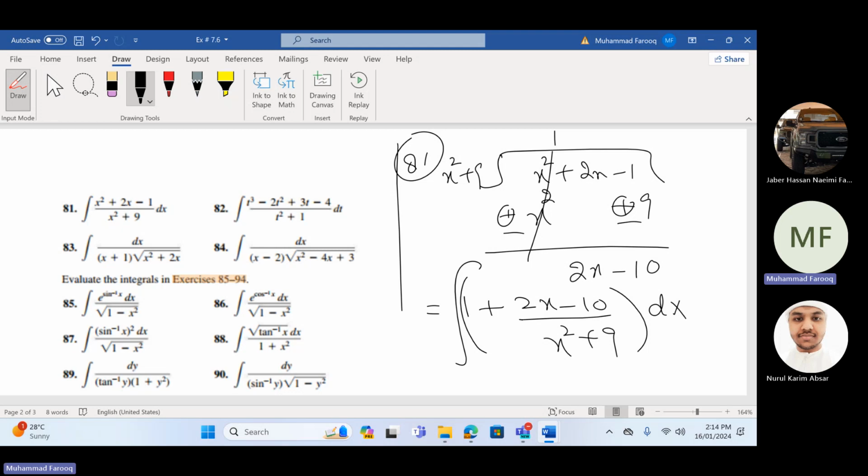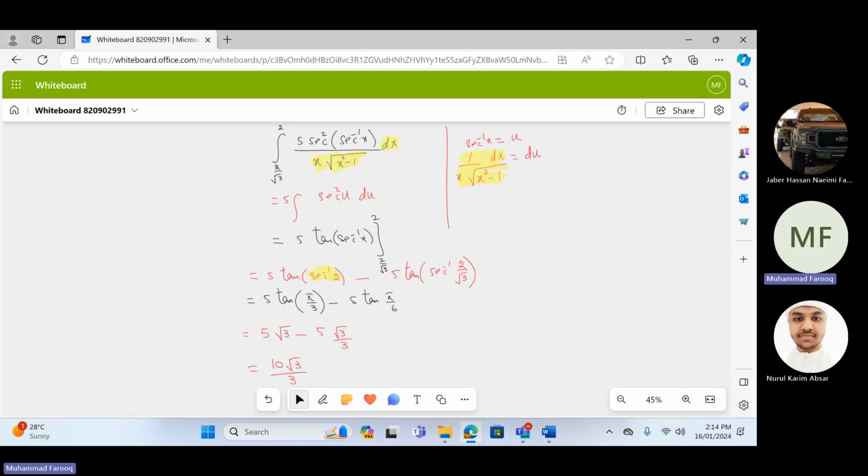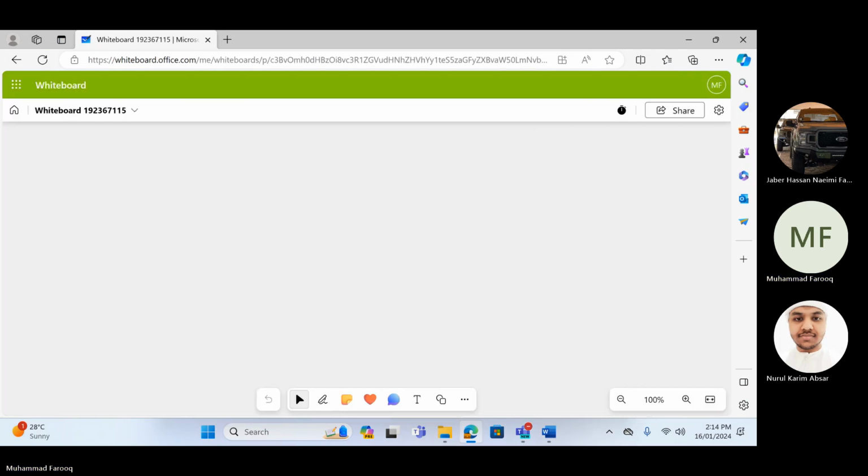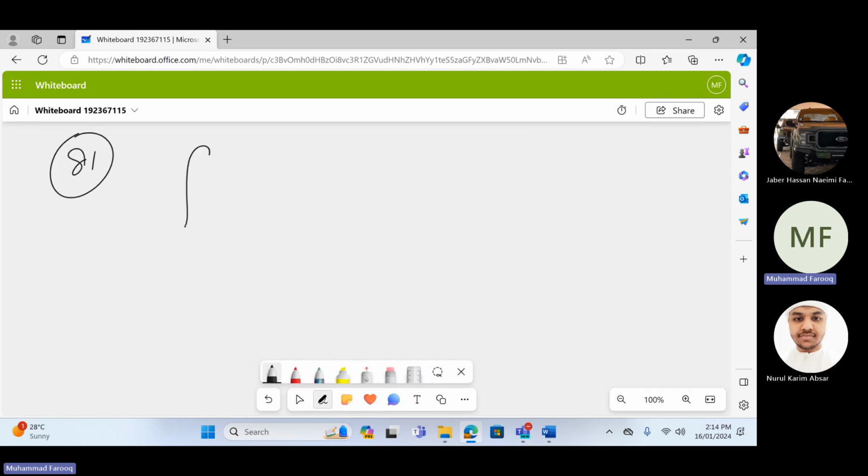No, you have to split first, because up is a function, you cannot do it directly. So we have one more step. Let me write this question separately. I'm talking about question number 81, where we need first of all long division. The question becomes 1 plus (2x minus 10) divided by (x squared plus 9). Understand my point?